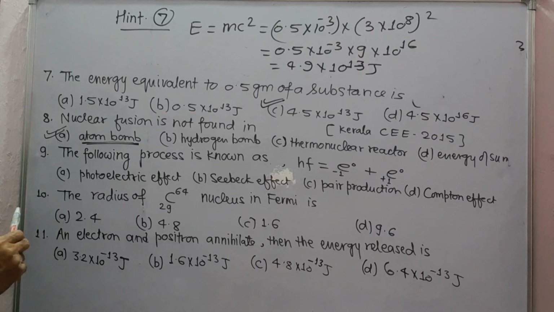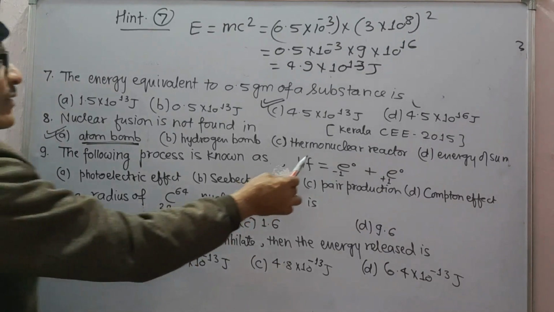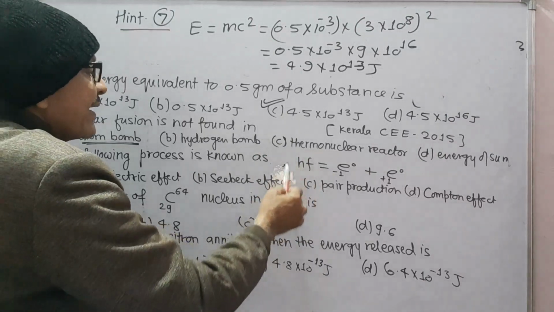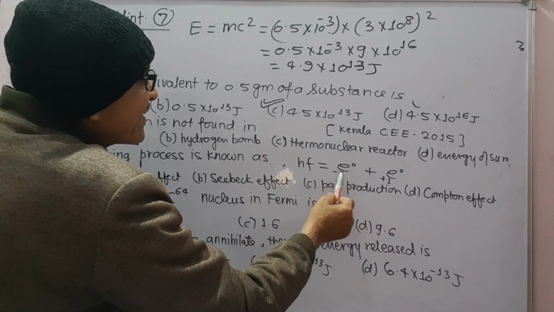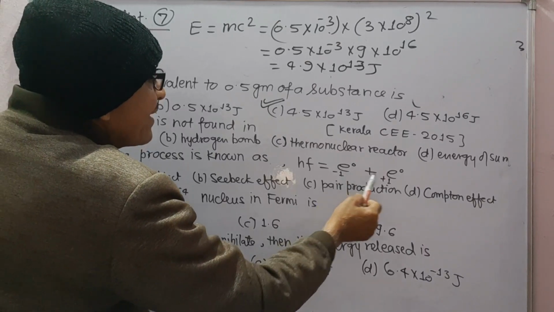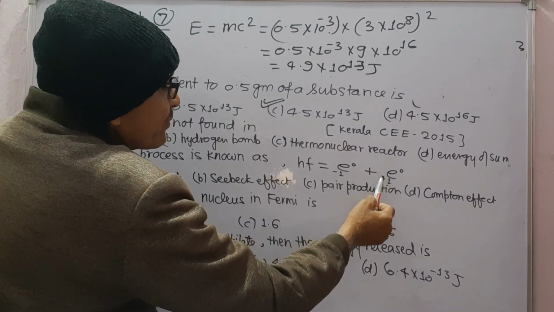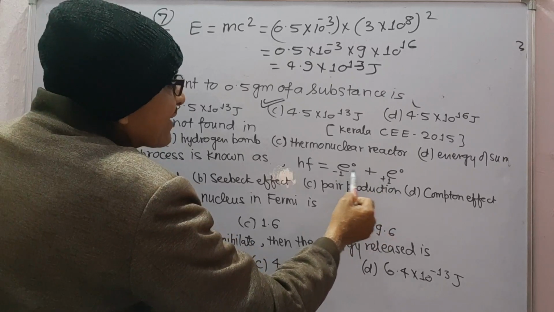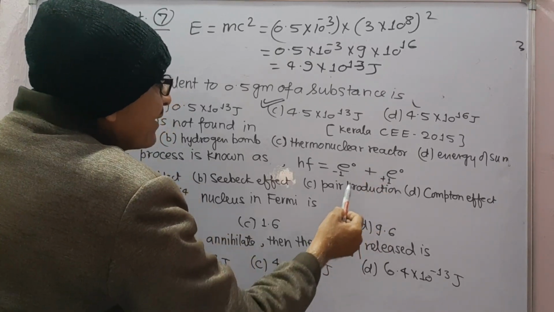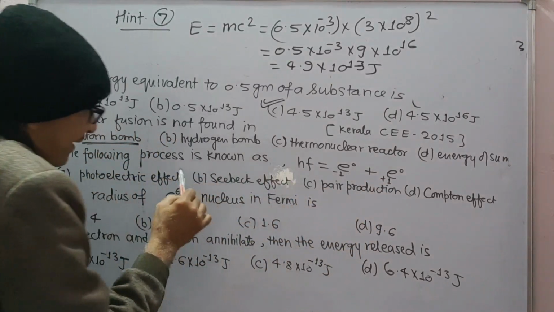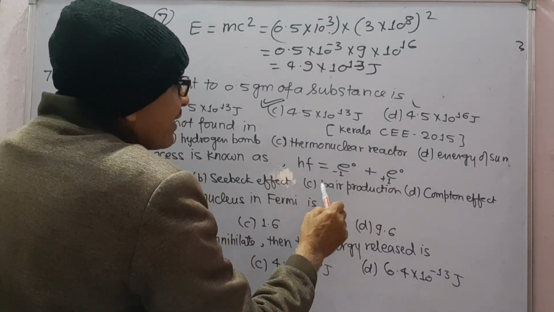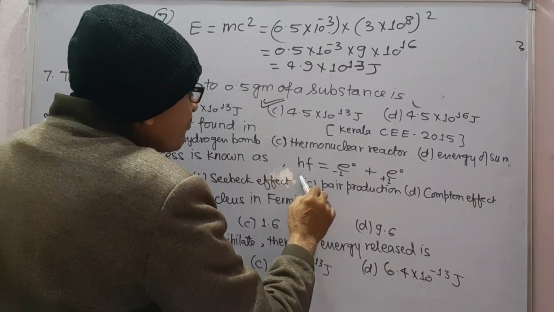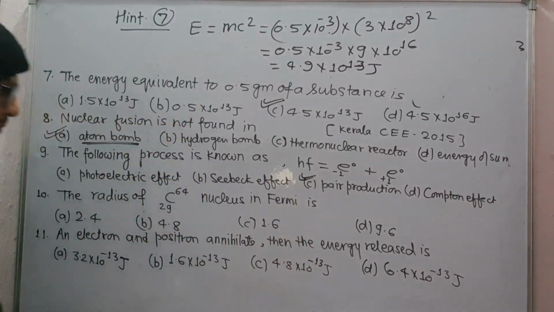Next question number 9. The following process is known as, here the energy of a gamma ray photon produces an electron and its antiparticle positron. This is the electron and this is the positron. So an electron-positron pair is produced here, and the option will be pair production. Option number C.